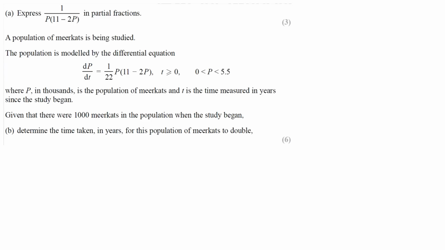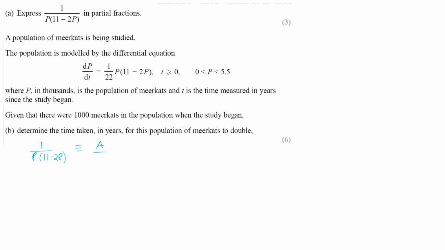This is another partial fractions question in differential equations. They are listed on one line in the advance information, so definitely a question and area to focus on. So we've got 1 over p into 11 minus 2p, and we're being asked to express it as partial fractions for part A.